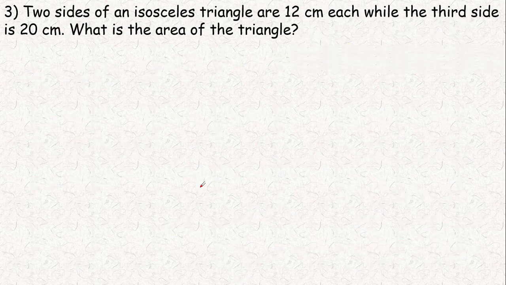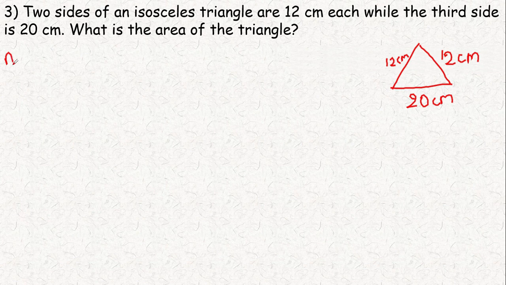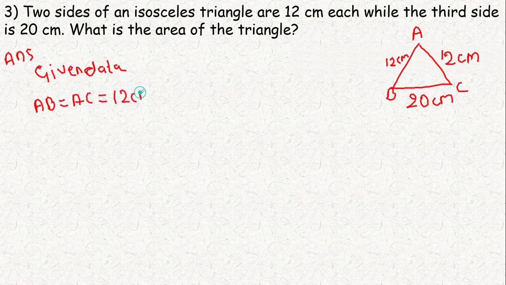Next, two sides of an isosceles triangle are 12 centimeter, while the third side is 20 centimeter. Here this is an isosceles triangle. Isosceles triangle means where two sides are equal. Here this is 12 centimeter, and here again it's 12 centimeter, and this one is 20 centimeter. The given data is this. Let's mark this as A, B, C. AB is equal to AC, which is equal to 12 centimeter, and BC is equal to 20 centimeter. This is the given data.